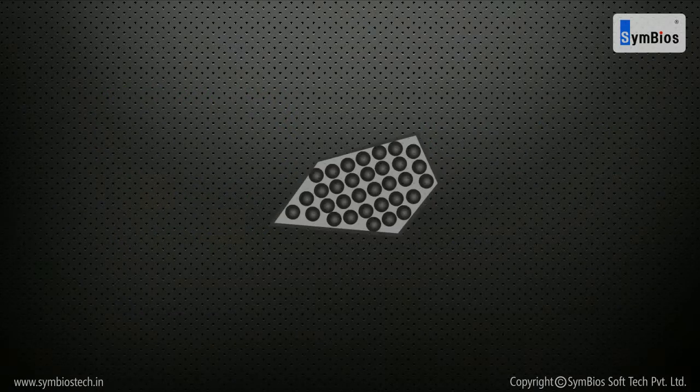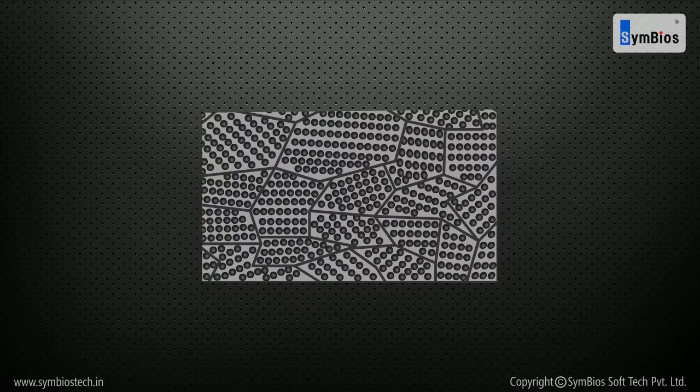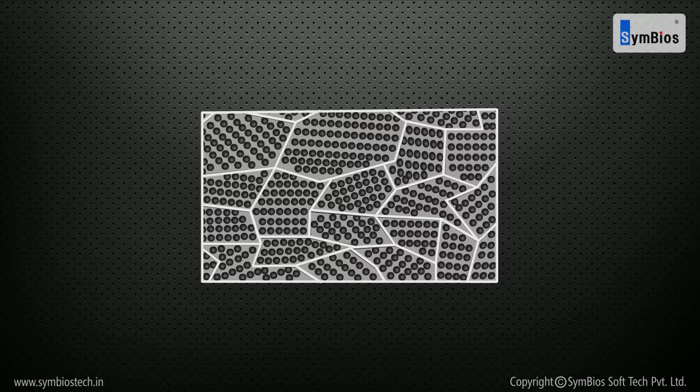Crystal grains. All the atoms in a piece of metal are not arranged in a regular way. Any piece of metal is made up of a large number of crystal grains, which are regions of regularity. At the grain boundaries, atoms become misaligned.